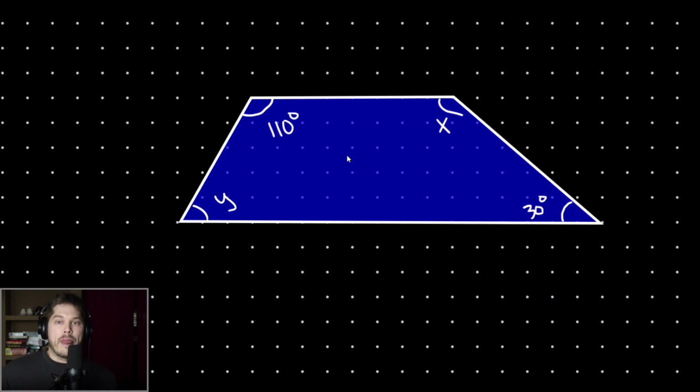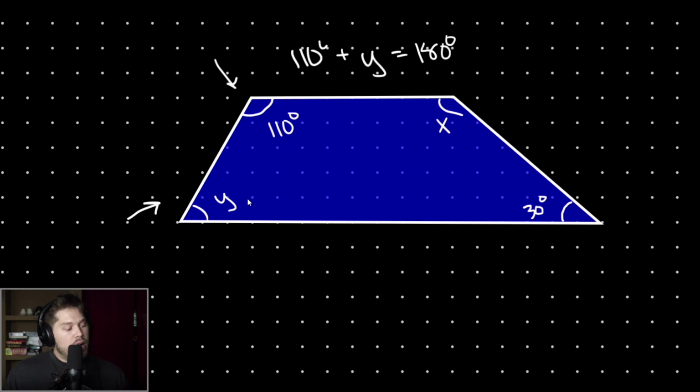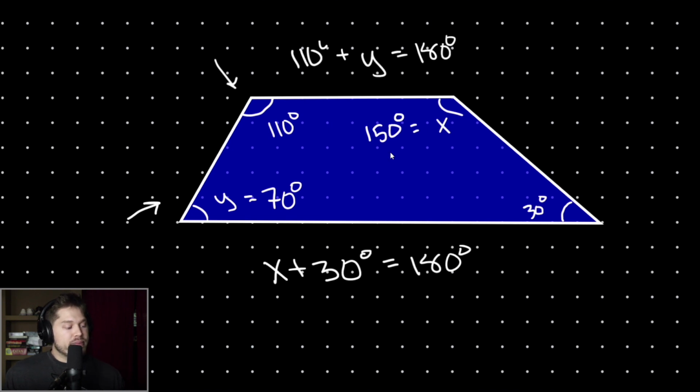What can we do here? Well, we need to remember that the adjacent angles are supplementary. So 110 degrees plus Y will sum to 180 degrees. Therefore, Y is equal to 70 degrees. And of course, we can do the same process to solve for X. X plus 30 degrees sums to 180 degrees, and so X must be equal to 150 degrees. Excellent.